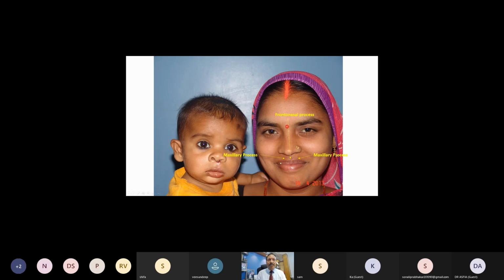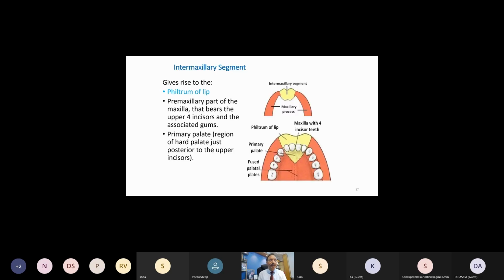Now, in a normal person, you can see the central part is by the frontonasal process and the lateral part of the upper lip is by the maxillary process. And I hope I'm clear in describing this by these pictures.